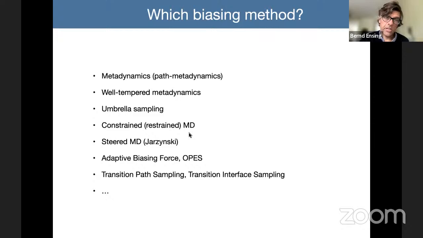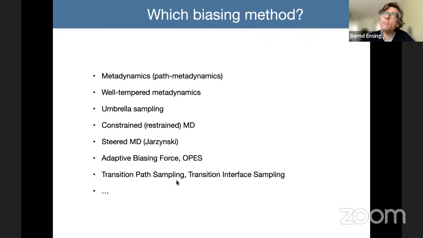Constraint MD is a very nice method as well. Then the method starts to look more like the string method, let's say, but also steered MD, right, as I said. And then there's methods that I personally haven't used, but I think they're very powerful, and I would very much advertise them. And finally, an interesting one is transition path sampling.